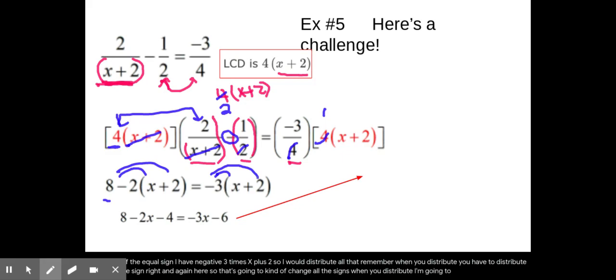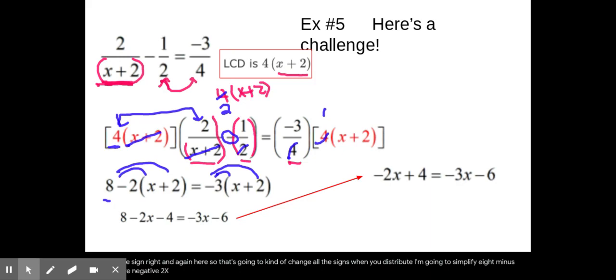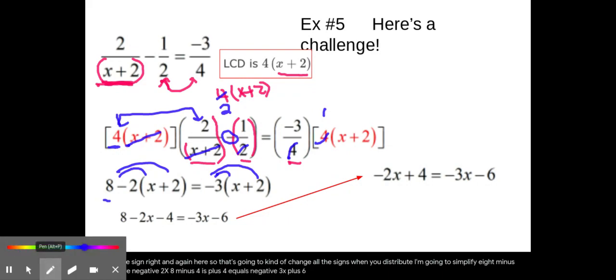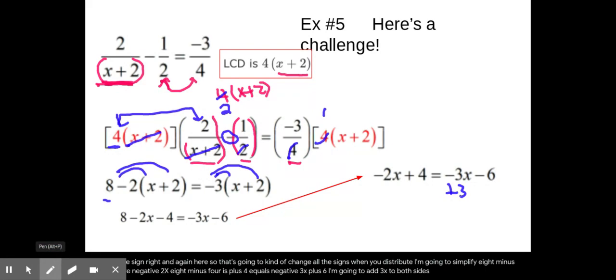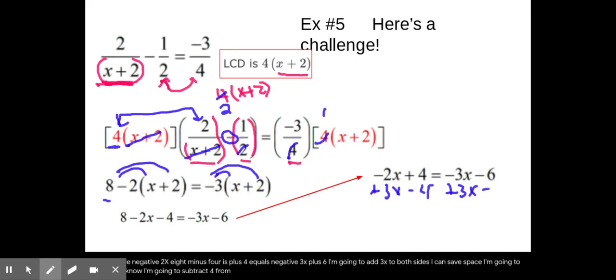I'm going to simplify 8 minus 4. So I have negative 2x. 8 minus 4 is plus 4, equals negative 3x plus 6. I'm going to add 3x to both sides. I can save space. I'm going to subtract 4. I know I'm going to subtract 4 from both sides anyway, so I can kind of do that all in one step.